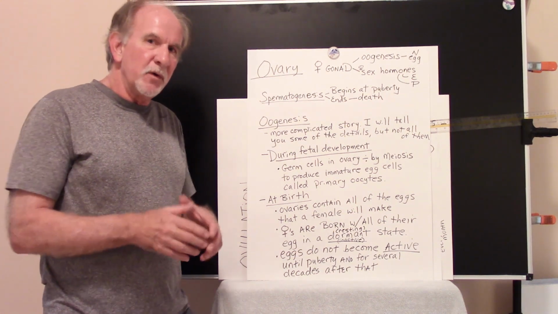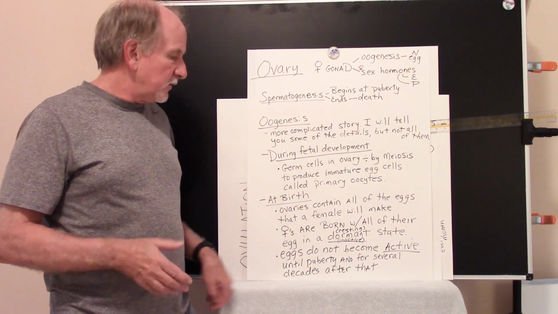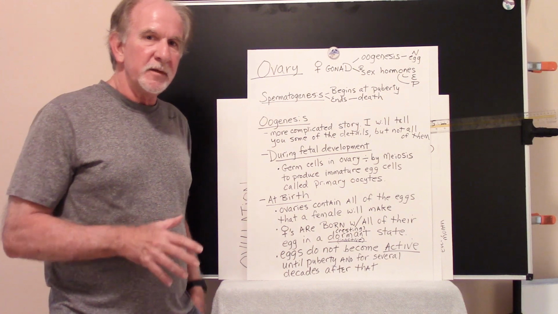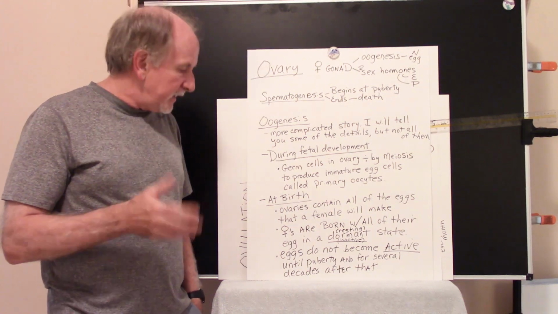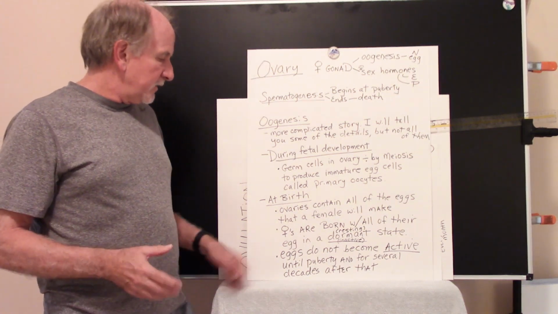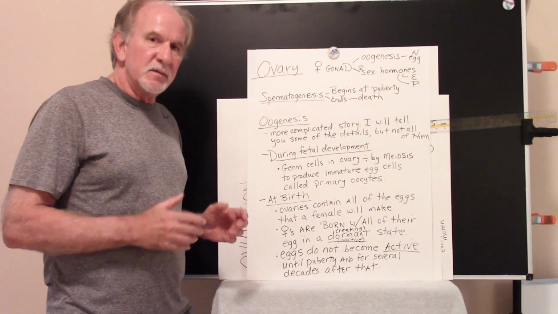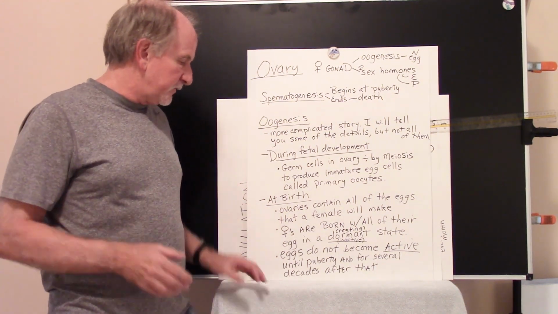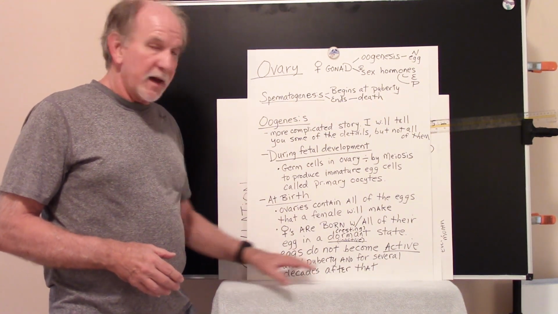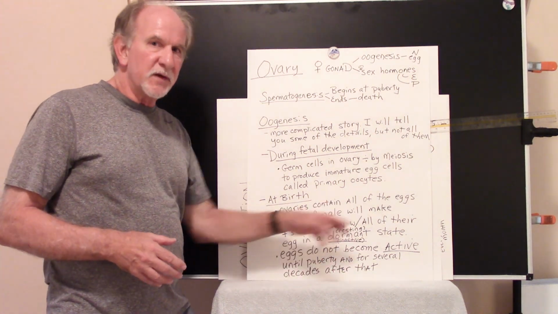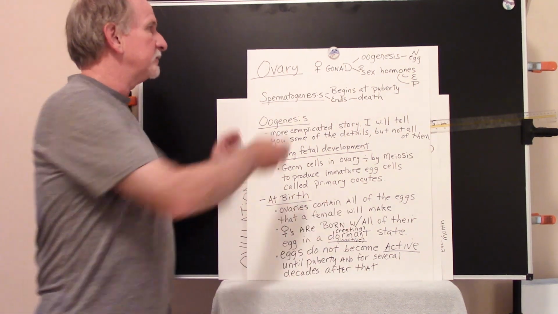And these eggs at birth are in what is called a dormant state. A dormant is a resting state or an inactive state. And we're going to find that these eggs begin to become active at puberty, and then for several decades after puberty.